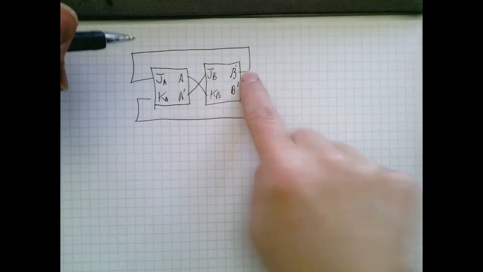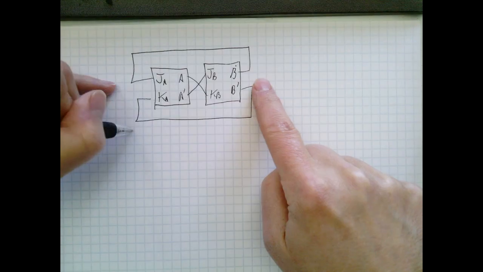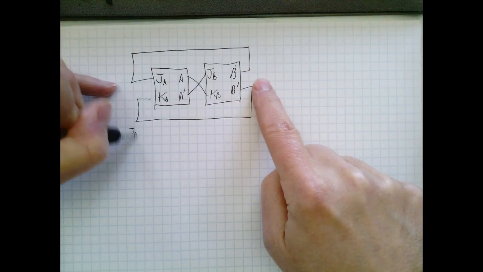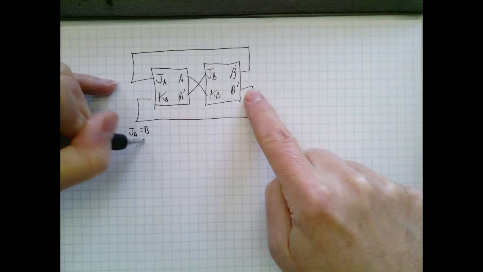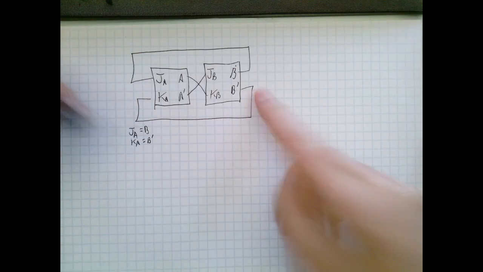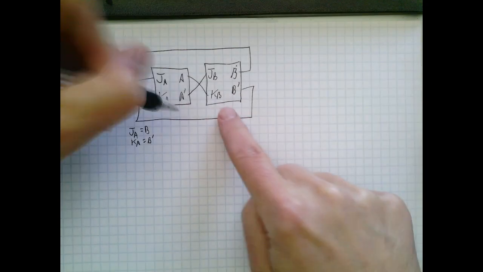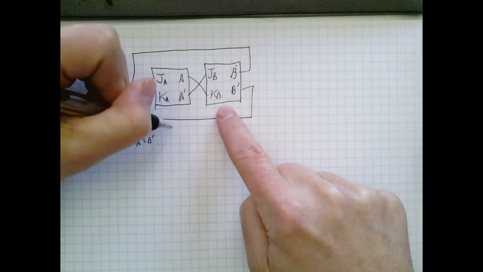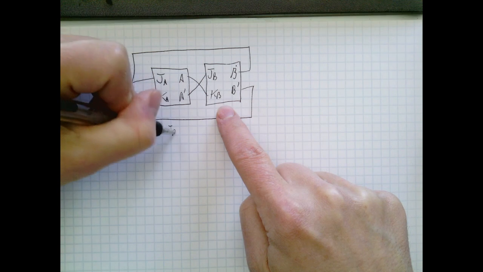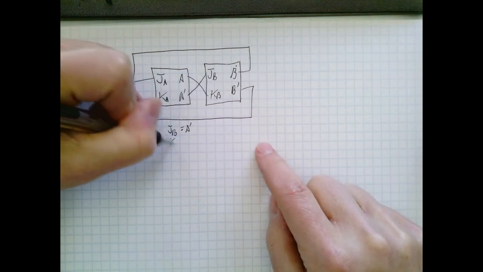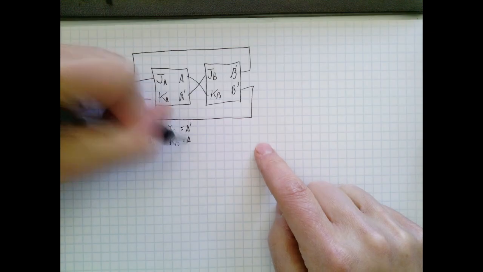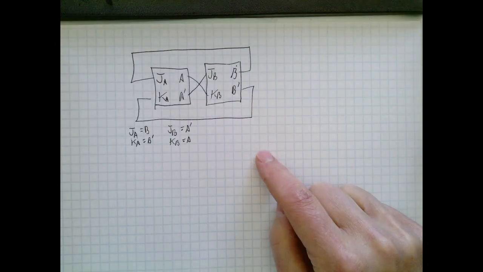Yeah, we see there's wires, and so this says that JA equals B, and that says KA equals B prime. This is just what we know from looking, right? We know that JB must equal A prime, and we know KB must equal A. So we know that, right? What do you think we should do next?